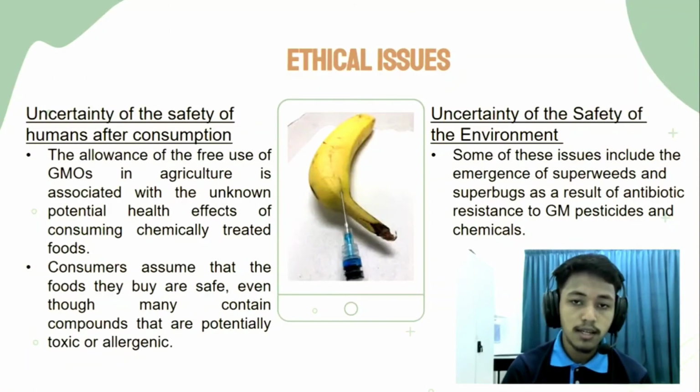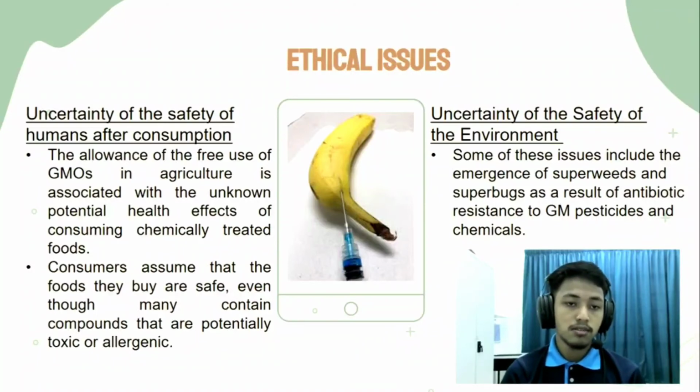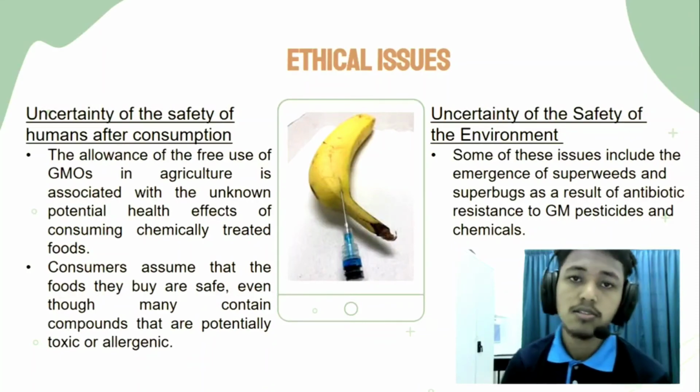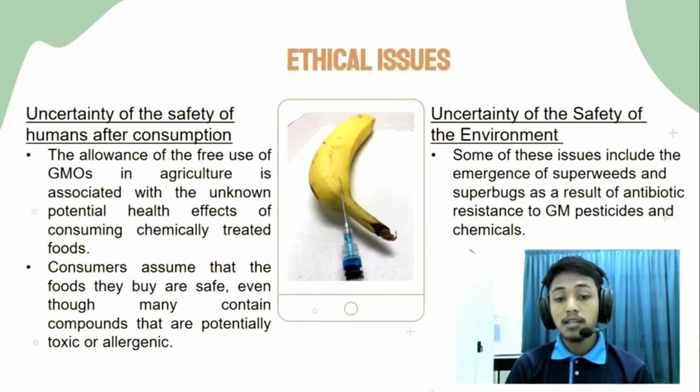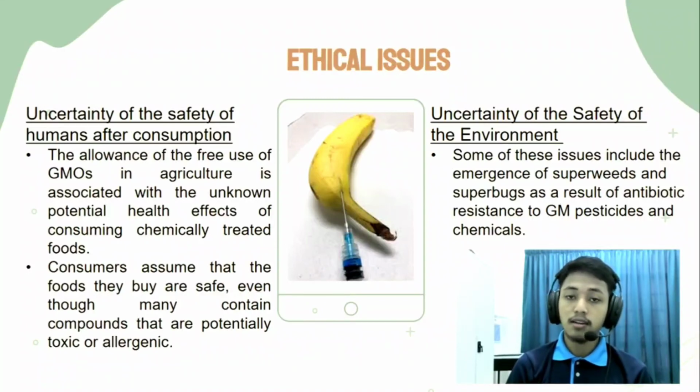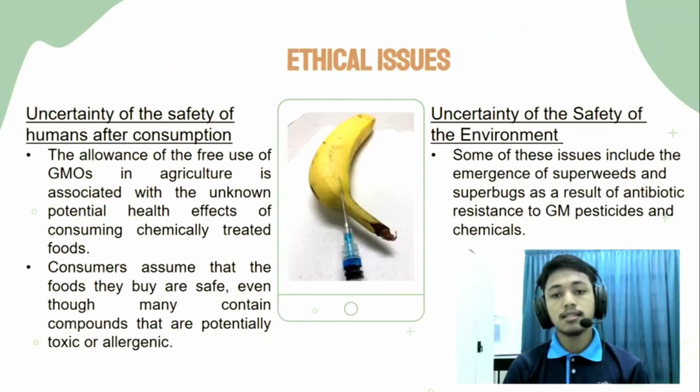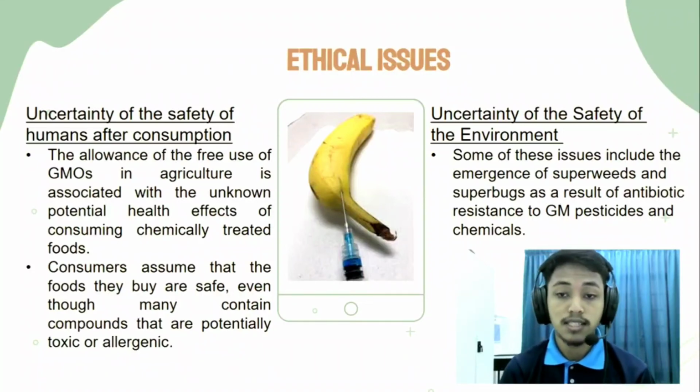The last one, we go to the ethical issues. The first point is uncertainty of the safety to humans after consumption. The allowance of the free use of GMOs in agriculture is associated with unknown potential health effects of consuming chemically treated foods. Customers assume that the foods they buy are safe, even though many contain compounds that are potentially toxic and or allergenic. Number two is uncertainty of the safety of the environment.